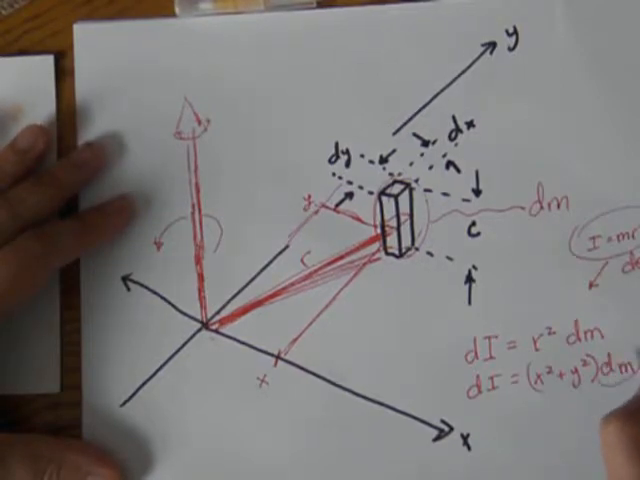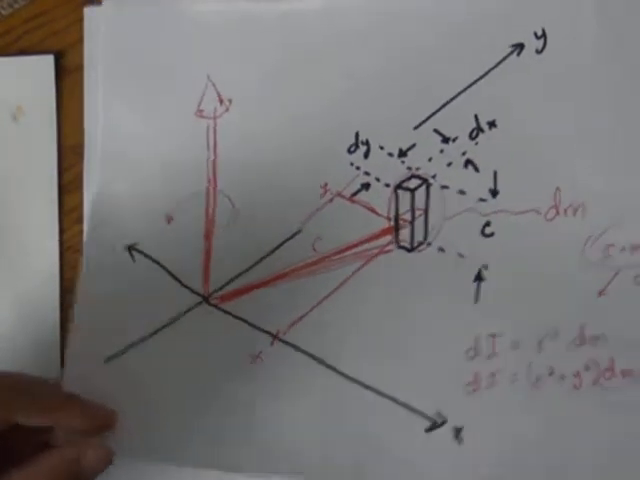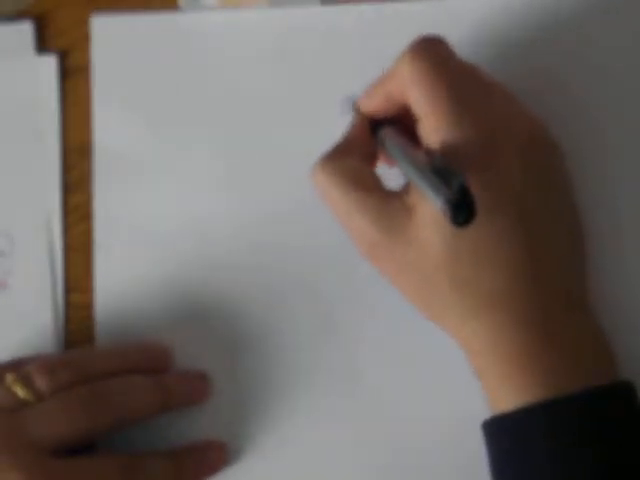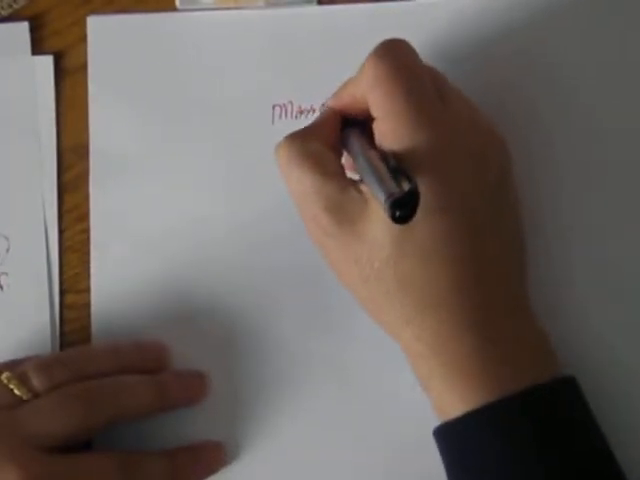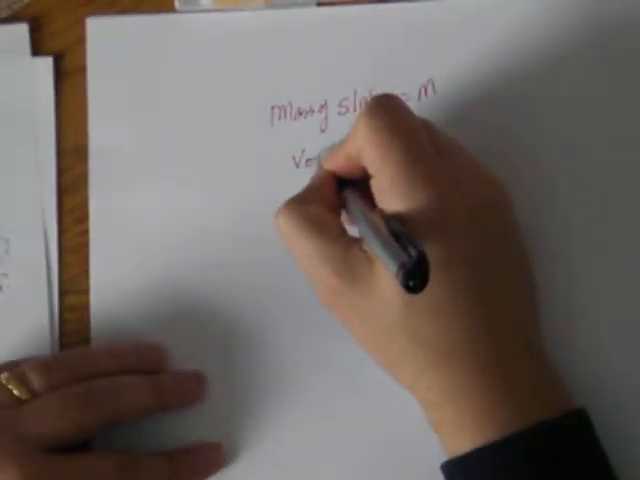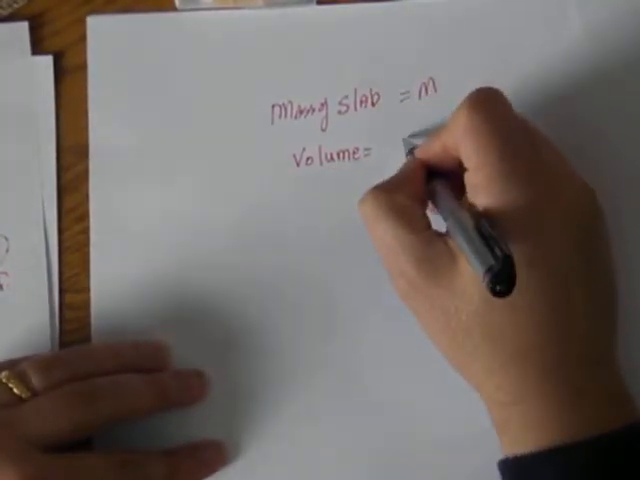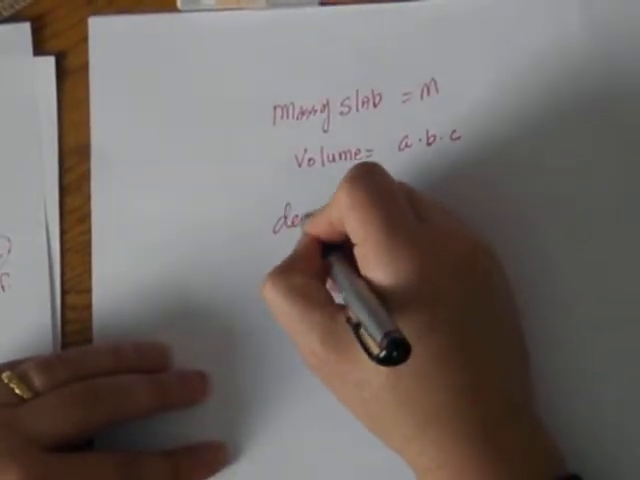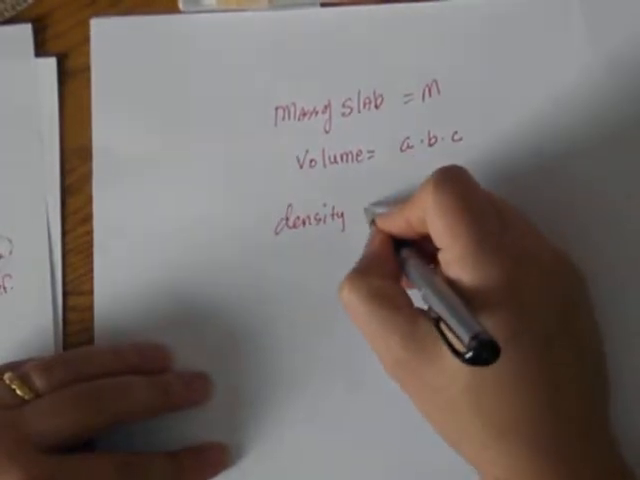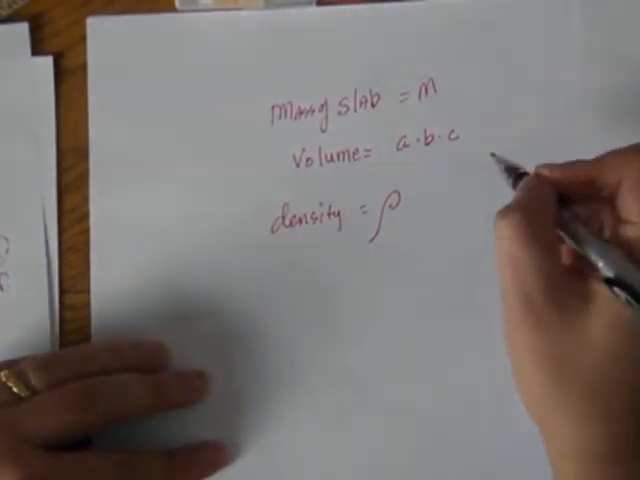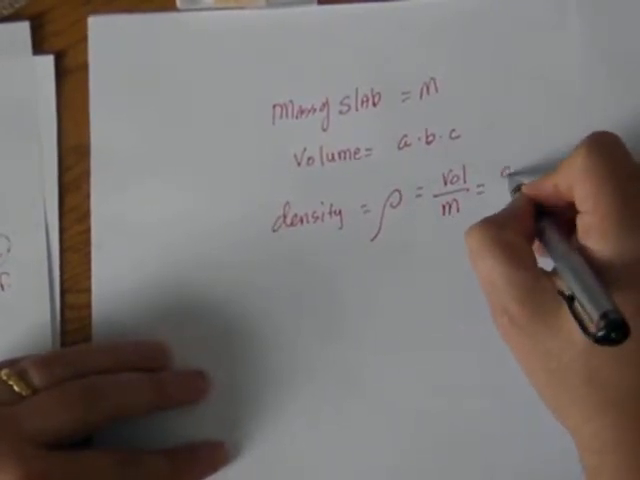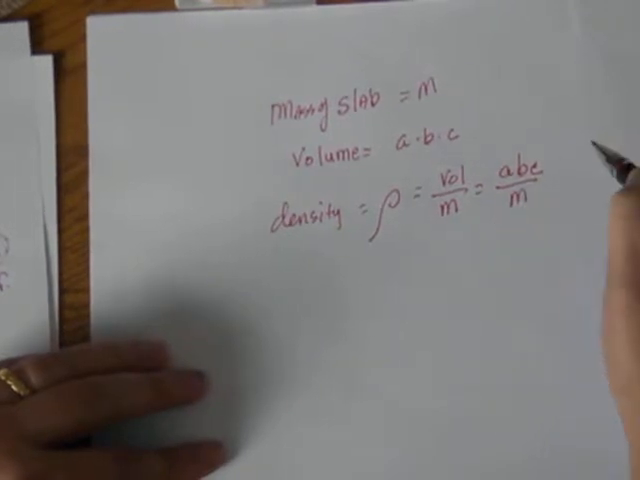Now, what is the actual mass of dm? Well, if we say that the total mass of the slab is equal to m, we know the volume is equal to A times B times C. So the density, let's use a different variable, rho, is just going to equal the total mass divided by the volume, m divided by A, B, C.